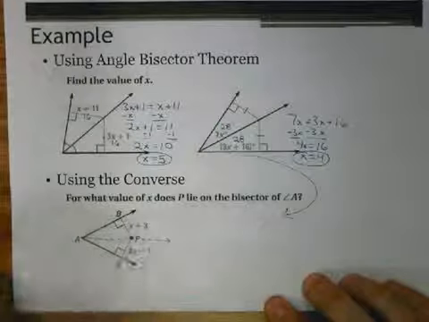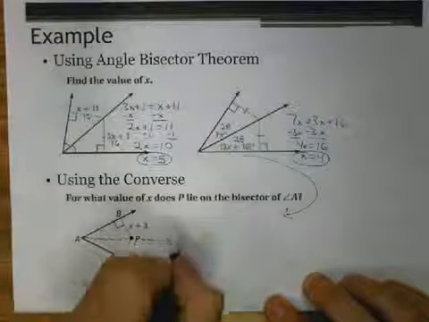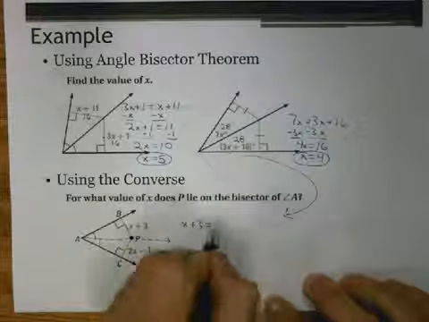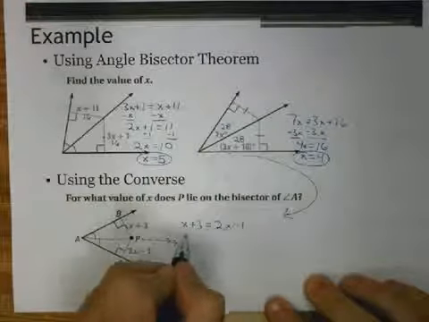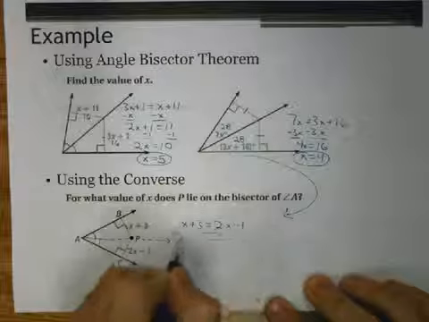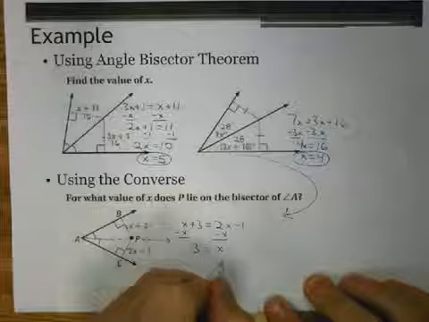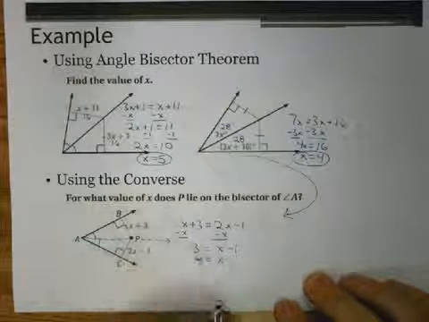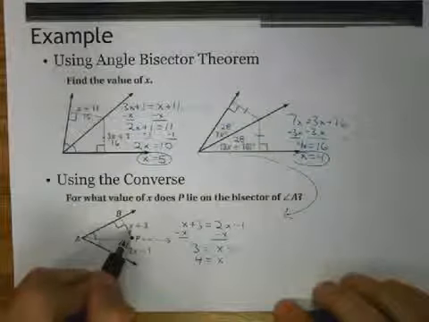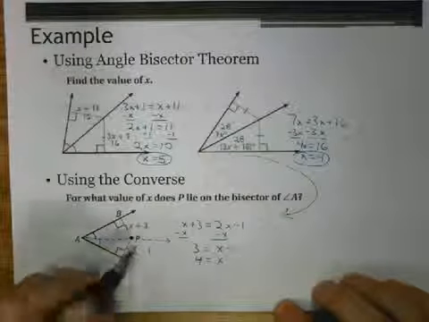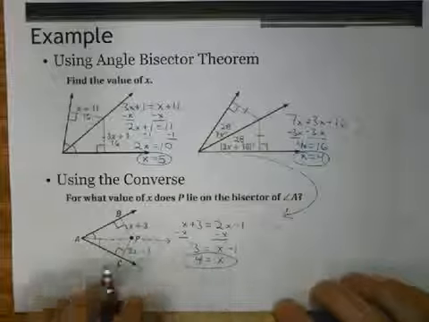Now, down here below we have, for what value of x does P lie on the bisector of angle A? So now we're saying, which value of x are we going to be able to use to have an angle bisector there? Because if these are equal, then we know the angles are congruent, so we have to get to the point where the sides are equal. So, x plus 3 equals 2x minus 1. Subtract x from both sides. 3 equals x minus 1. Add 1 to both sides, we get x equals 4.